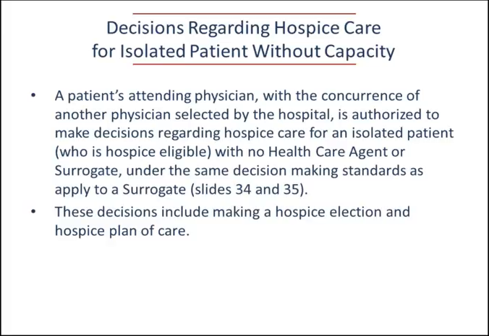So here's a situation where 2 doctors, the patient's attending physician, with the concurrence of another physician selected by the hospital, may enroll a patient in hospice care and determine the plan of care under those same standards that apply to a surrogate, which were, as we talked about a moment ago, much looser than the ones that apply where death is imminent.